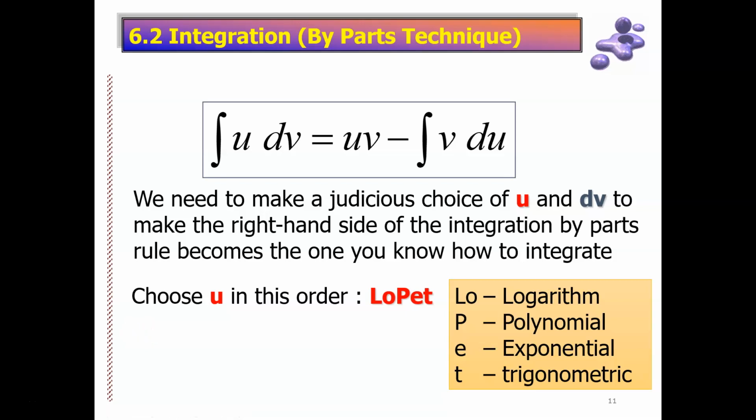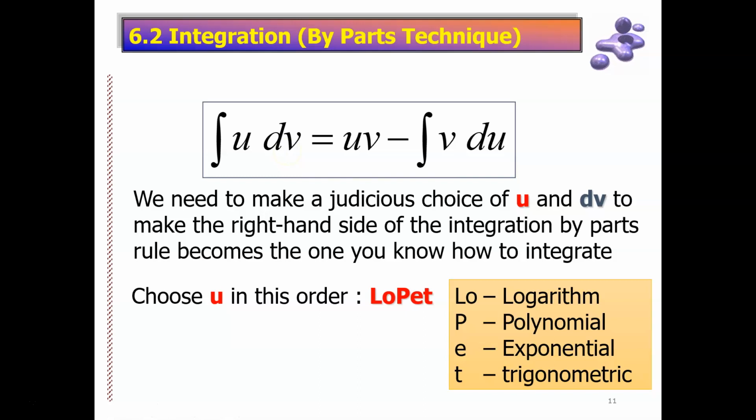Okay, now we're going to move on to the second subtopic, which is integration by parts. What does it mean by parts? It means that you have the integration of u dv equal to uv minus the integration of v du. Previously we only had u and du for the substitution technique, but now you have dv. So when we have dv, of course, we're going to find the v itself.